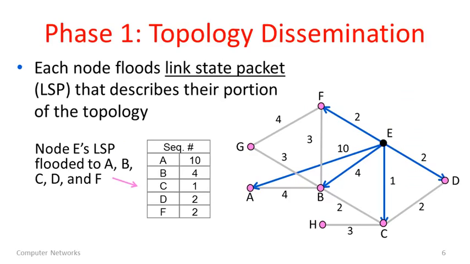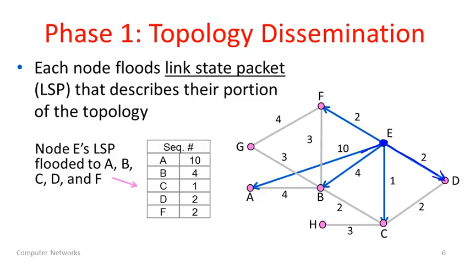So the first phase, this flooding to disseminate the topology. Each node is going to flood what is called a link state packet that describes their portion of the topology. So I've shown the link state packet for node E here. And you can see from node E, if I just look at node E, its portion of the topology includes a link to D. Actually, let me go through it in order.